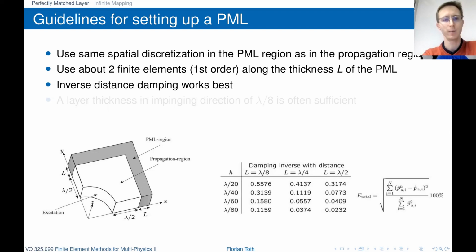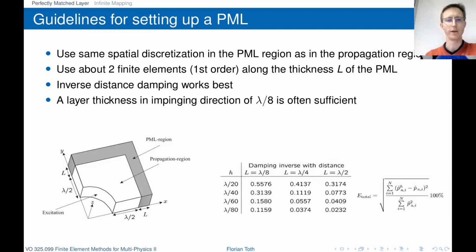With inverse distance mapping, the damping works best. We've seen there's a proof for optimality there, and a layer thickness in impinging direction of just 1/8 of the wavelength is often sufficient. Here there was a study done with the error, and of course you can see the larger you make the layer thickness, the smaller the errors get, and the better you resolve the mesh size here. So h is the mesh size in the layer. The finer you resolve, the better the error gets.